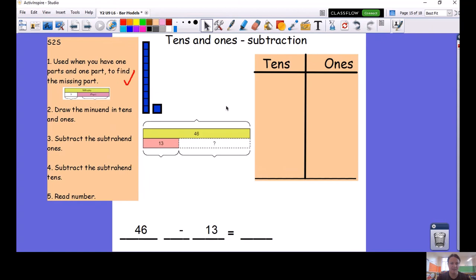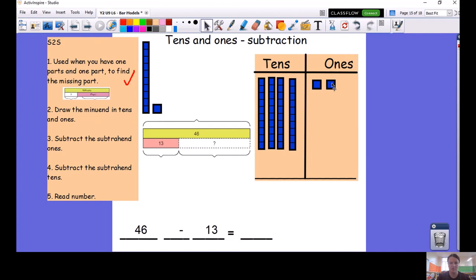Right, okay, I need to draw the minuend in tens and ones. And there's 46. That's 4 tens and 6 ones. 1, 2, 3, 4 tens and 6 ones. 1, 2, 3, 4, 5, 6. Okay, I've drawn my tens and ones.